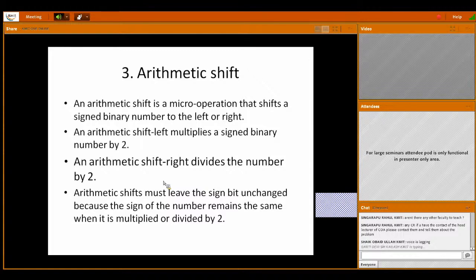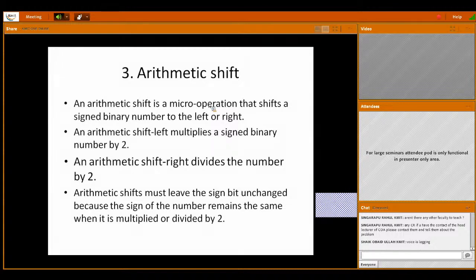How to know the sign of a number? Using the MSB of the register value. If the MSB is 0, it represents a positive number. If the MSB is 1, it is a negative number. Now we'll see the shifting operation. Again, this arithmetic shift can also be done on the left side or right side: arithmetic shift left and arithmetic shift right.